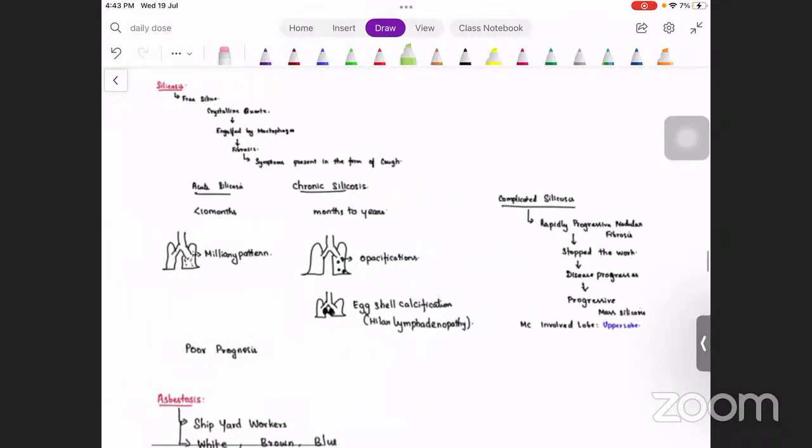Then you have acquired lung diseases, silicosis. In acute silicosis, you may see the miliary pattern. In chronic silicosis, you may see opacification and axial calcification. And the most commonly involved lobe in silicosis is the upper lobe. Only four points, people. One is a miliary pattern seen in acute silicosis. Opacification and axial calcification are seen in chronic, while the most commonly involved is the upper lobe.